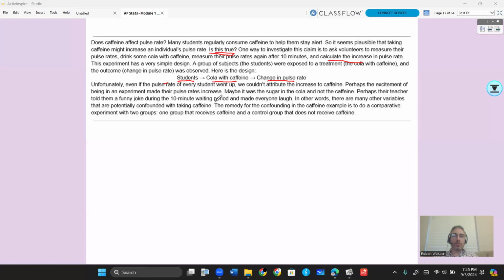group that doesn't receive the caffeine. So I want you to think about what kind of a control group we could compare the caffeinated cola with to see if there is an actual effect from the caffeine, because we don't want to just give a bunch of people caffeinated cola and see how that affects people. We want to have a comparison group, okay? And so that gets into the idea of something called control.